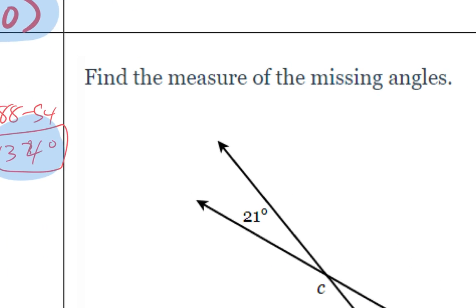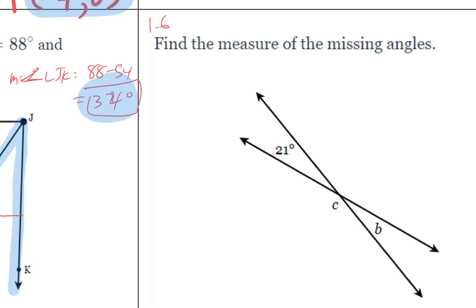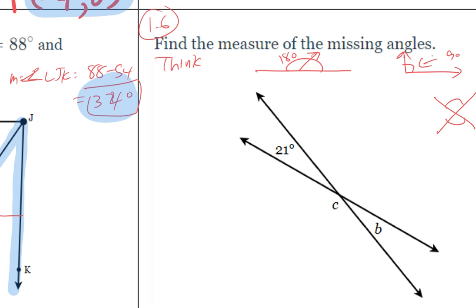All right, next, this is our last day, right? This is 1.6. We talked about these. All right, so here's what we need to remember. We're going to think that this adds to 180, right? We're going to think this is 90, right? And then we remember these are congruent, right? Those two, okay? And then we can think those two, right? So the ones across from each other. So B and 21, right? So B equals 21, right?